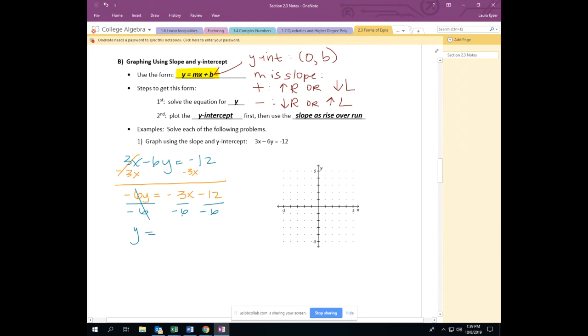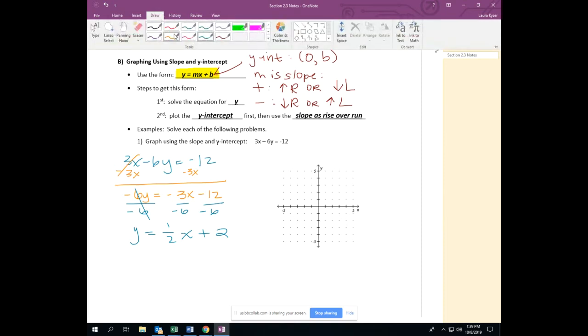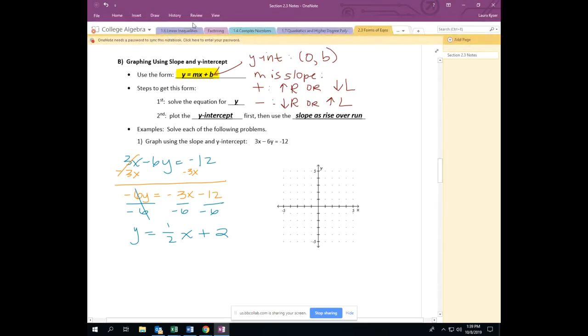Negative 3 over negative 6 simplifies to 1/2 x. Negative 12 over negative 6 simplifies to positive 2. Now, as soon as I have my slope-intercept form, I probably want to at least make a note of what the slope and the y-intercept are. The reason that's a good idea is because you're going to be asked to do it in the homework, so you might as well get used to it.